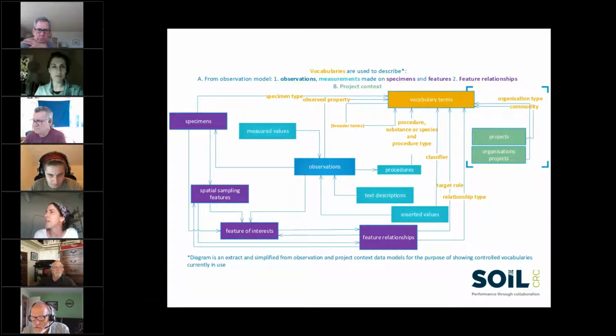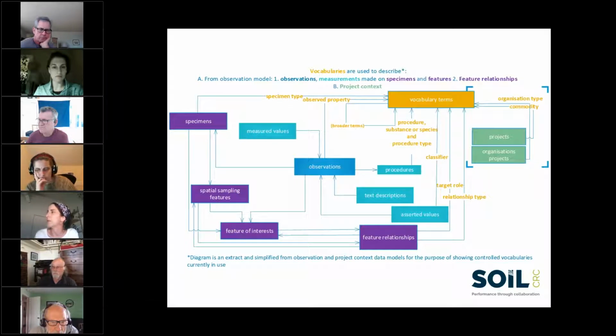Yeah, so specimen type, as I say, we don't really get that. The labs, the providers, don't really provide that information. The observed property of the observation is in the vocabulary term table as well. And the procedures is a big one. So we try to create controlled vocabulary for the procedures. Most of the time that does need to be created.